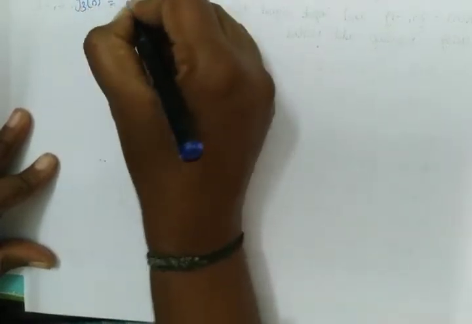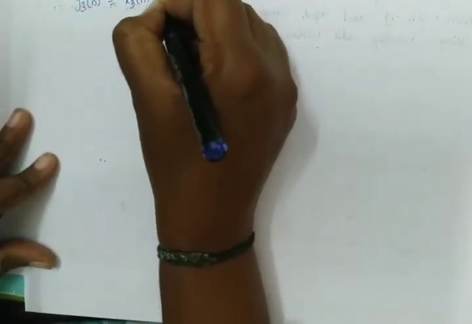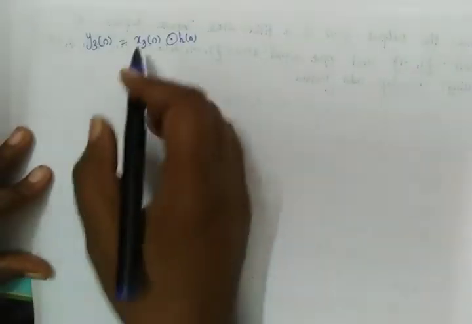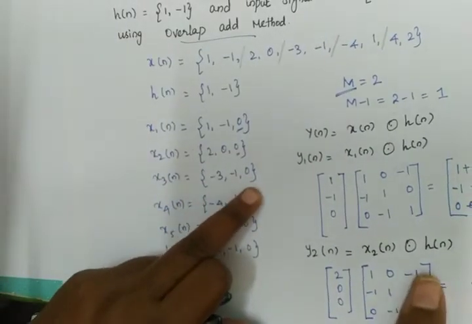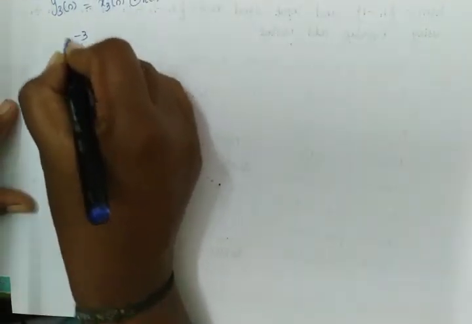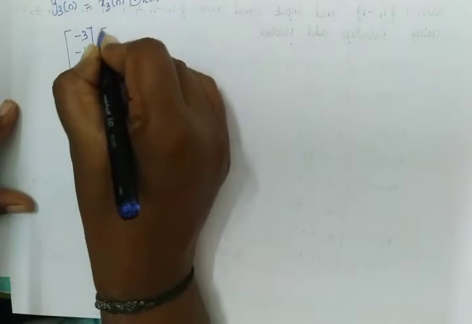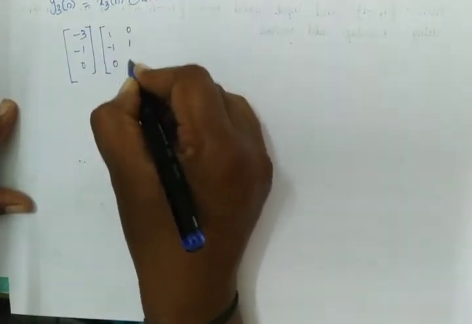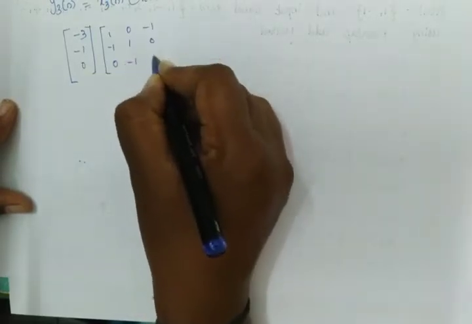And what is our y3 of n? Now what we have to find is y3 of n, which is equal to x3 of n circular convoluted with h of n. Oh, it is not visible. Okay, x3 of n. Now what is x3 of n? Here we have x3 of n equal to minus 3 minus 1 0. And what is our h of n? h of n is 1 minus 1 0. So 0 1 minus 1, and minus 1 0 1.